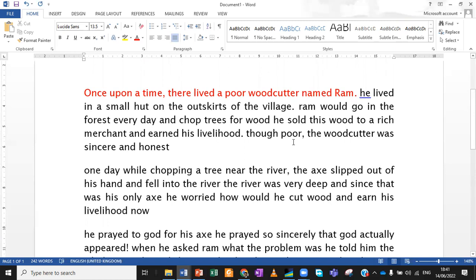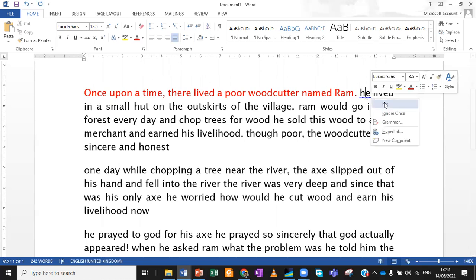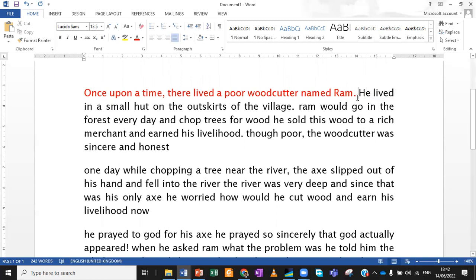So now, when you correct the punctuation mark, what about the capital letters? I mean the H. He should be a capital H. Of course, the thing has corrected you. So from here to here, you are correct. So let's continue.